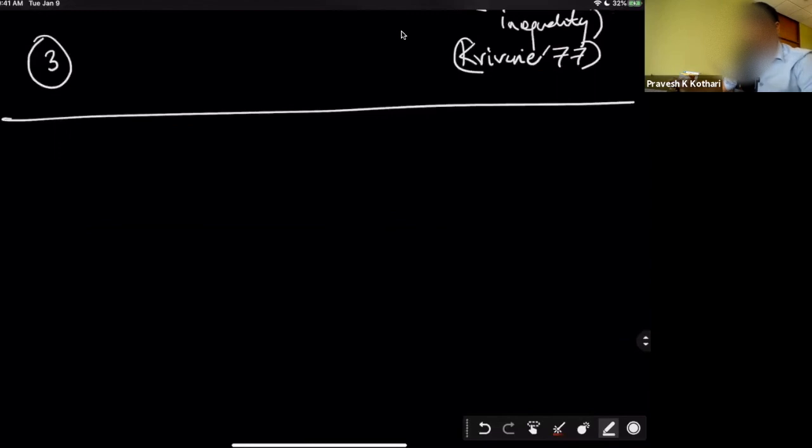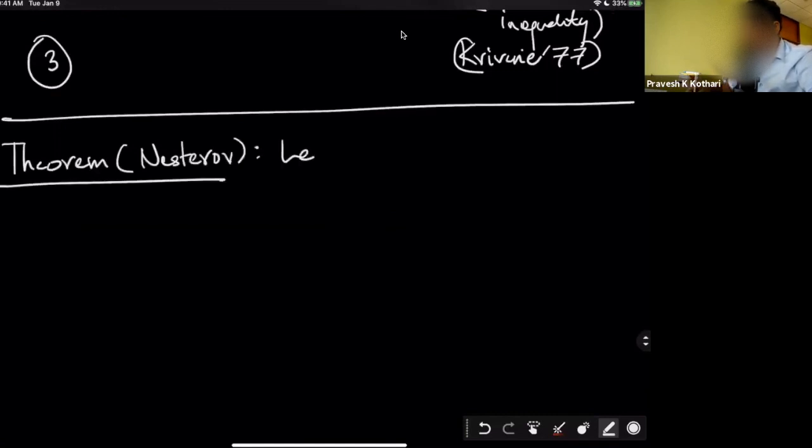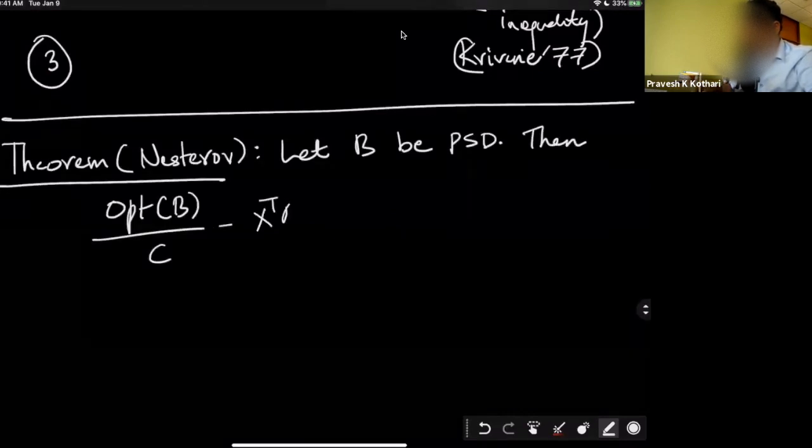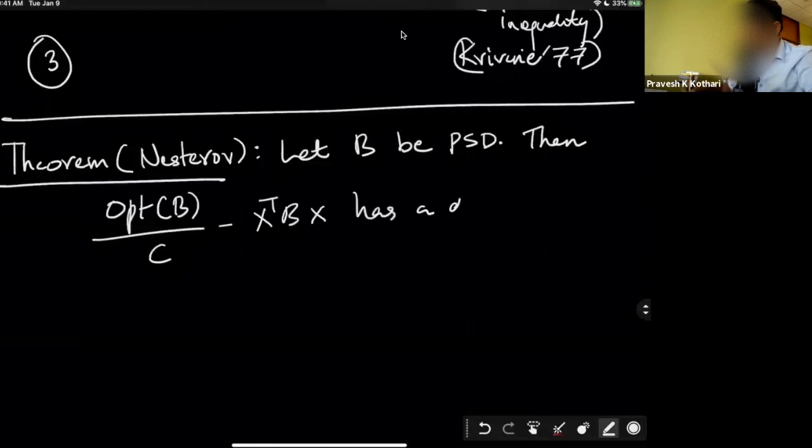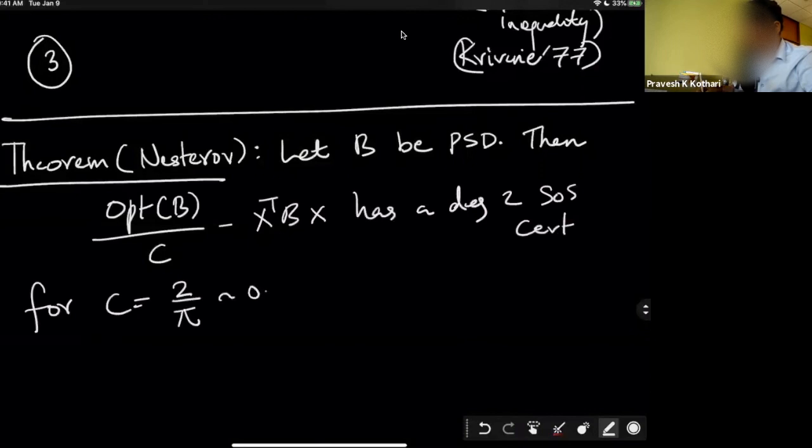So we'll start with this famous result of Nesterov. We'll prove Nesterov's pi by 2 theorem now. So let's write down the theorem statement to begin with. Let B be a positive semi-definite matrix. Then opt of B over C minus X transpose BX has a degree 2 SOS certificate for C equals 2 over pi, which is about 0.63.